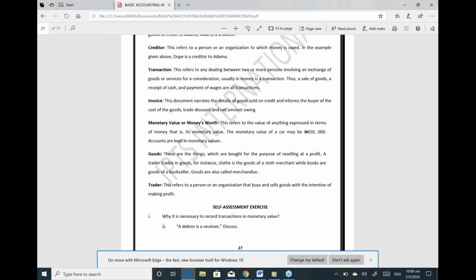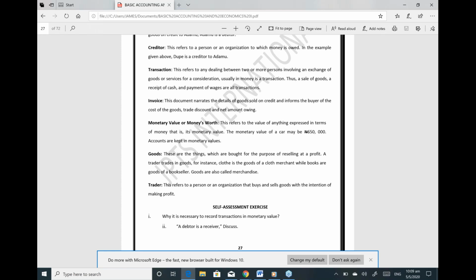Then we look at monetary value or money worth. This refers to the value of anything expressed in terms of money. That is its monetary value. The monetary value of a car may be 650,000 naira. Accounts are kept in monetary value. Now, you need to understand, when we're talking about the cost concept, that whatever we have in the organization is referred to in money value, and it must have a cost on it.